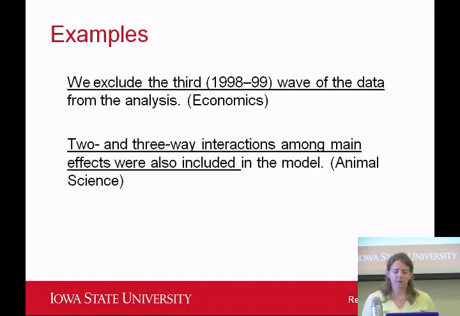Here are a few examples. In the first sentence from economics, we see the author saying, we exclude the third wave of the data from the analysis. And here we can see that they're limiting the data, right? They're not including all of the data, so they're selecting certain data to exclude from their analysis. And this would be important if we were going to replicate their study or had other questions about their conclusions.